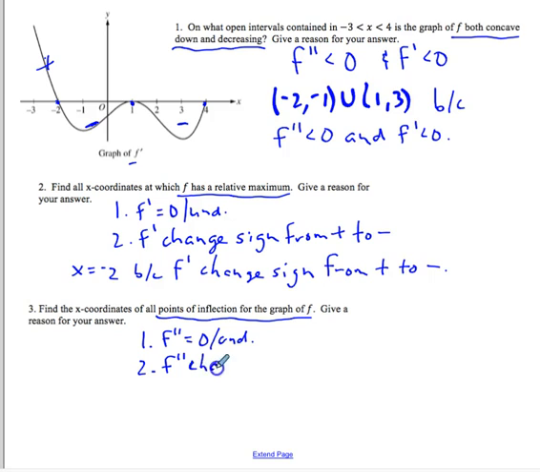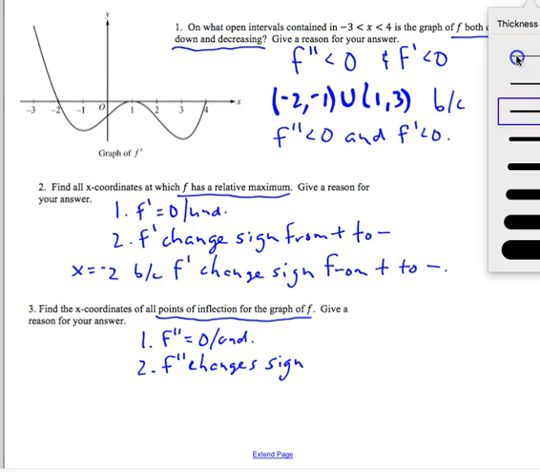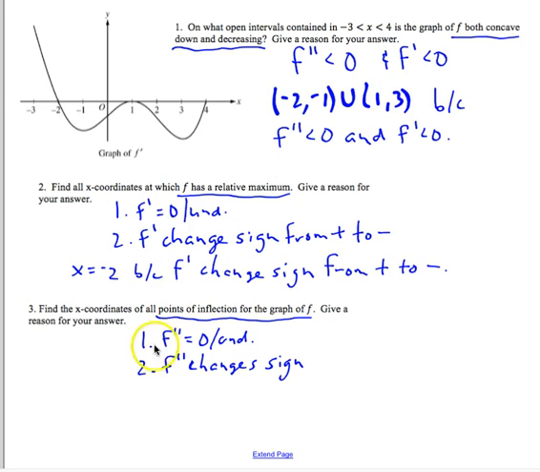F double prime changes sign. And we'll notice that in this case, it doesn't matter if the sign changes from positive to negative or vice versa. Any change in sign will create a point of inflection. So going back to our graph, if we erase the previous work, we're going to see that the first thing we're checking for is when f double prime is 0 or undefined. Remember, this is a graph of f prime, and we're trying to find out something about f double prime, which is the derivative of this graph.